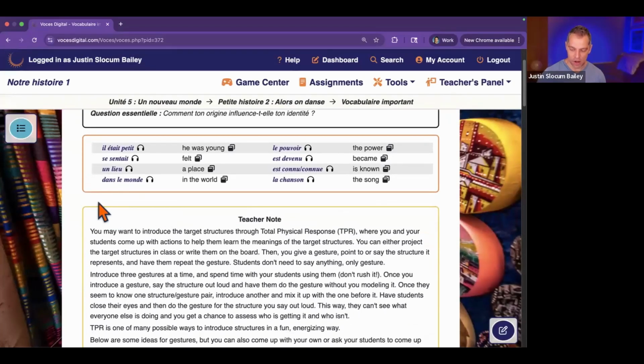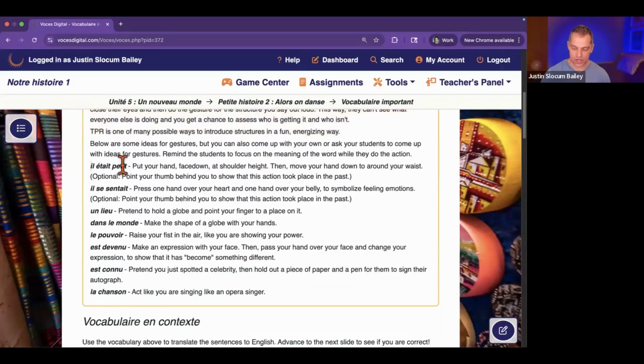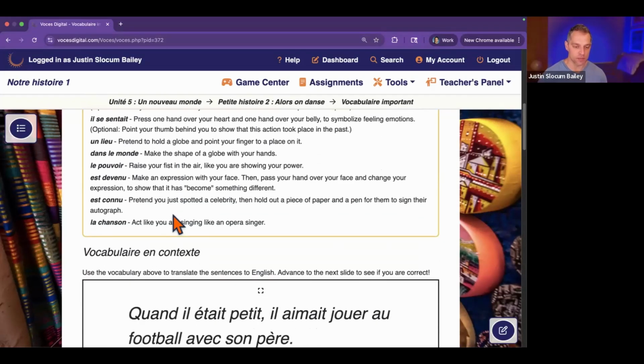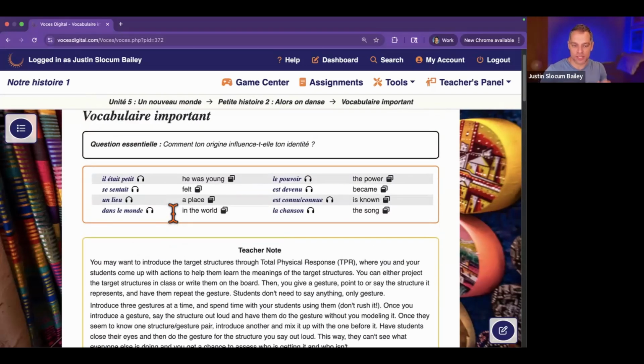And then in this yellow box, which anytime you have anything in a yellow box, it means only teachers can see it. When students are logged in, they don't see it, only teachers do. It will give you first some tips on how to do TPR, and then for each of the key expressions, some ideas for what gesture you could use if you don't want to make it up yourself or have students make it up, in case you want to do TPR with those words. A quick kind of pro tip there.